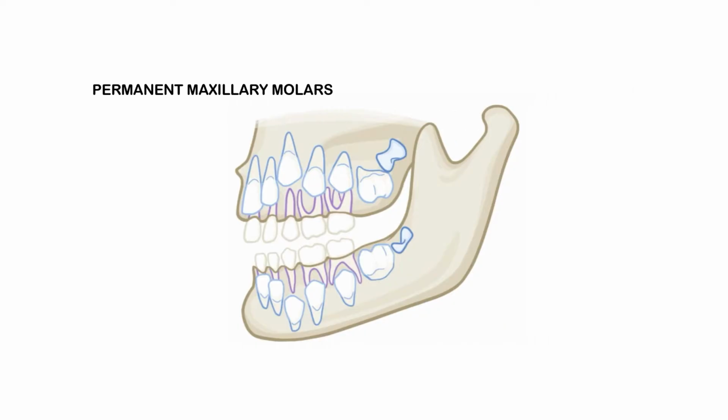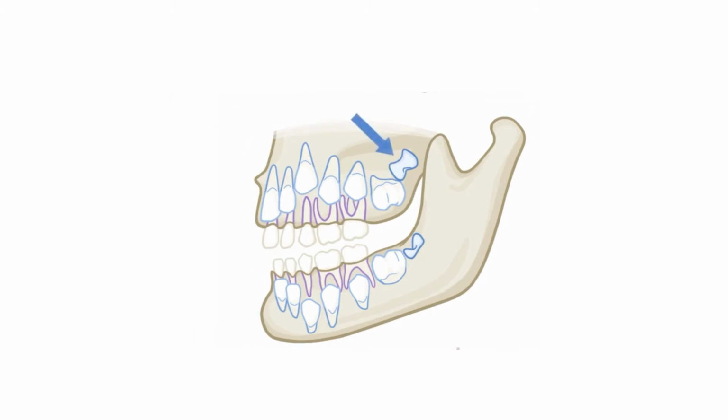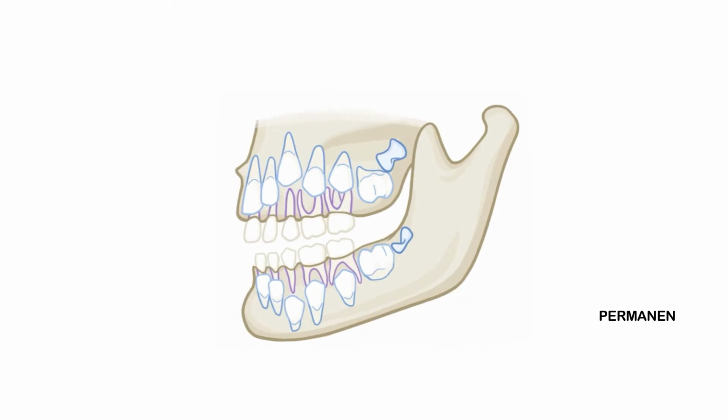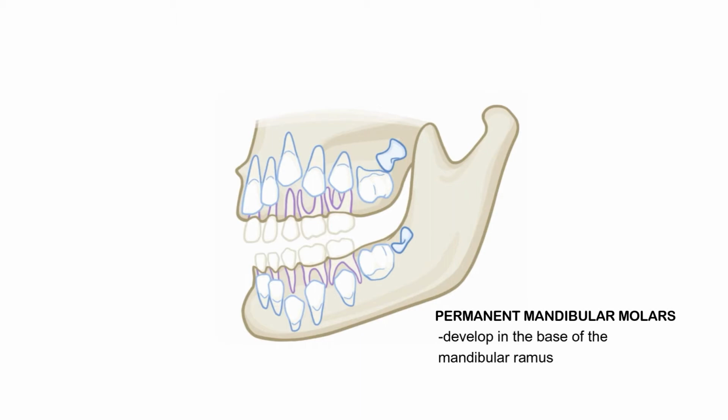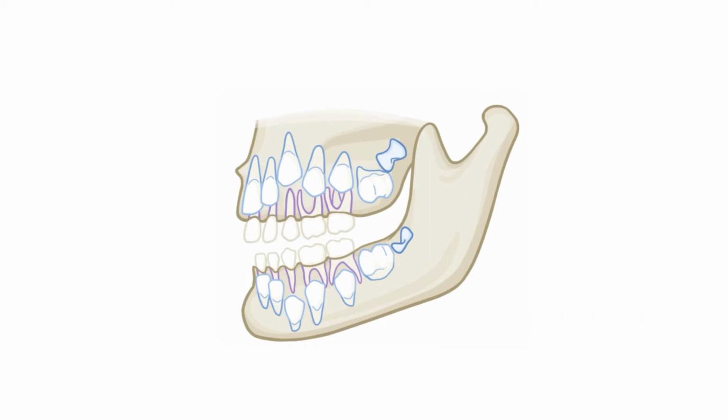The permanent maxillary molars develop in the maxillary tuberosity and are positioned with their occlusal surfaces tilted distally, and permanent mandibular molars develop in the base of the mandibular ramus with their occlusal surfaces tilted mesially. Permanent molars are positioned this way for want of space. When the jaws grow sufficiently, permanent molars are positioned vertically.